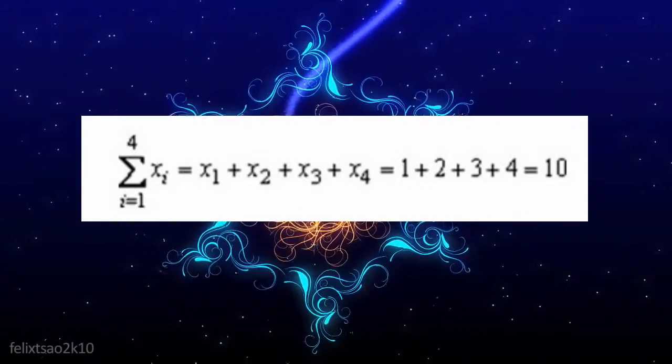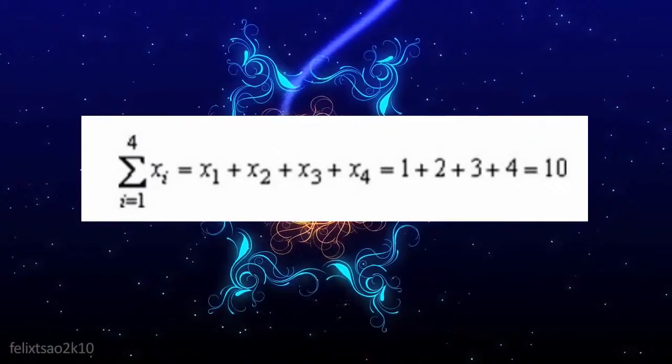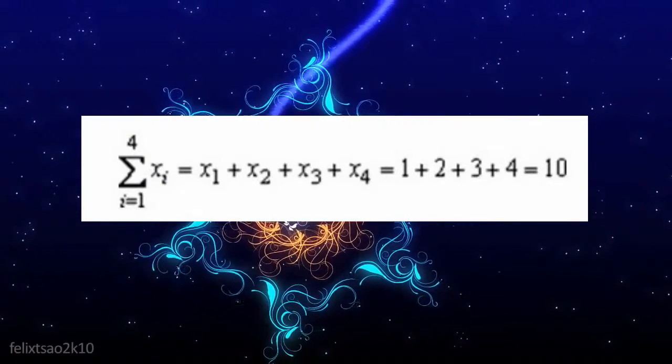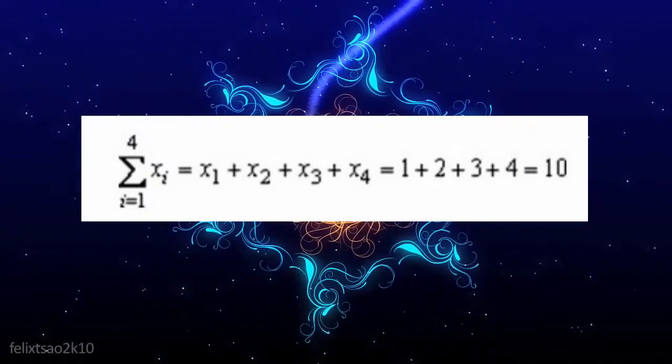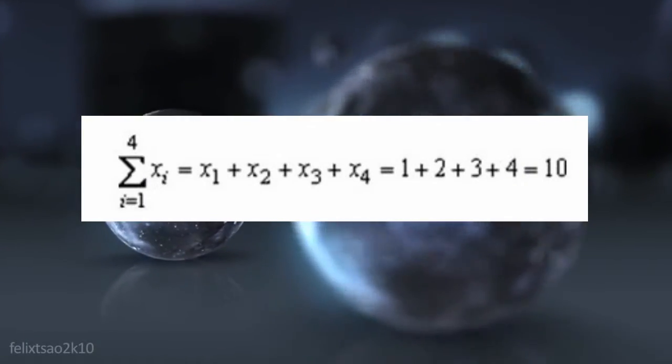So the equation goes as follows: x sub 1 plus x sub 2 plus x sub 3 plus x sub 4. In other words, 1 plus 2 plus 3 plus 4. We get 10.